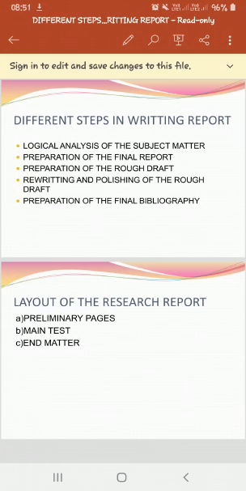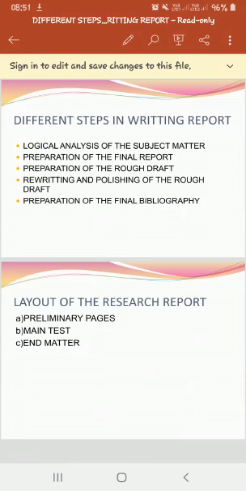What is meant by the preparation of the rough draft? This follows the logical analysis of the subject and the preparation of the final outline. Such a step is of utmost importance, for the researcher now sits to write down what he has done in the context of the research study. He will write down the procedure adopted by him in collecting the material for his study, along with various limitations faced by him, the technique of analysis adopted by him, the broad findings and generalizations, and the various suggestions he wants to offer regarding the problem concerned.